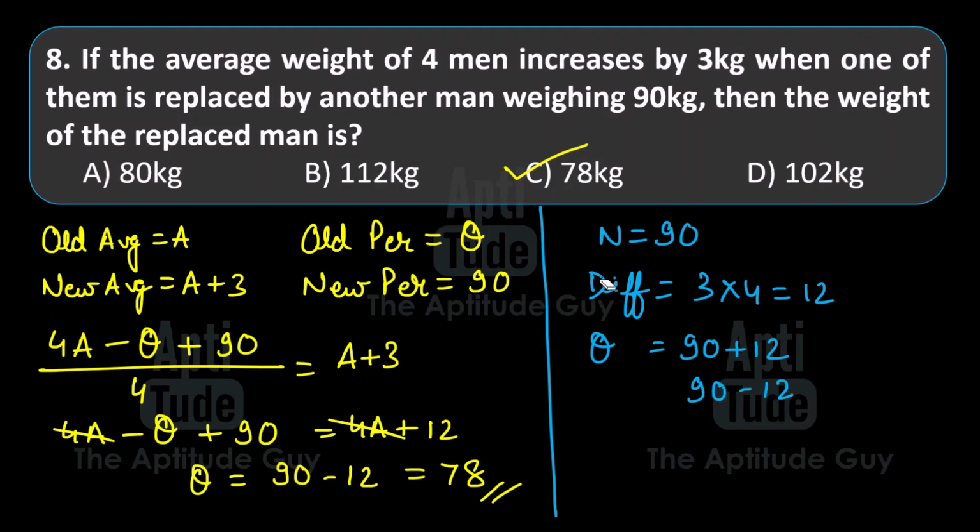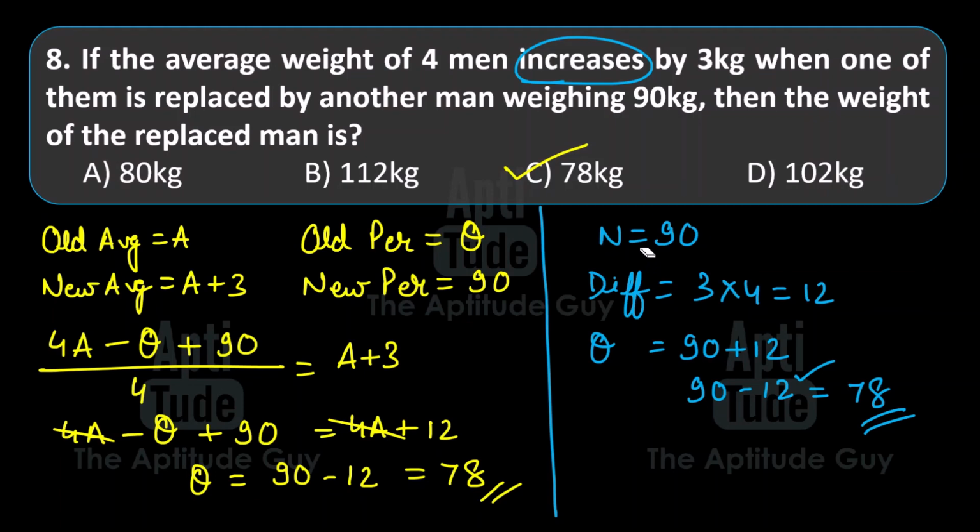Again, go back to that question. When the new person got added, the average increased. That means the new person is more. And we have to find the old person. If the new person is more, the old person is less. Less means subtraction. So this is the correct one. Answer is 90 minus 12, that is 78.